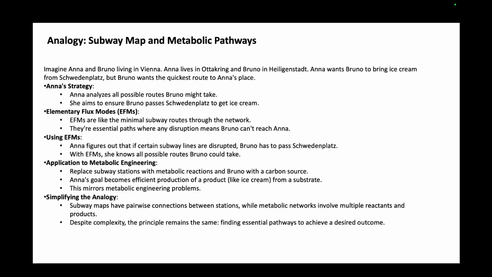This can be easily understood by the concept of EFMs. As we discussed, EFMs are minimal sets of reactions that go from one metabolite to another, or from one metabolite to biomass. In a similar way, you can imagine these EFMs as minimal subway routes through the network. You have a set of routes and you're trying to find the minimal routes for this particular network. Then there are essential paths where any disruption means Bruno can't reach Anna. That is how EFMs are defined. Now, Anna figures out that if certain subway lines are disrupted, Bruno has to pass through the place where the ice cream is. With EFMs, she knows all possible routes Bruno could take.